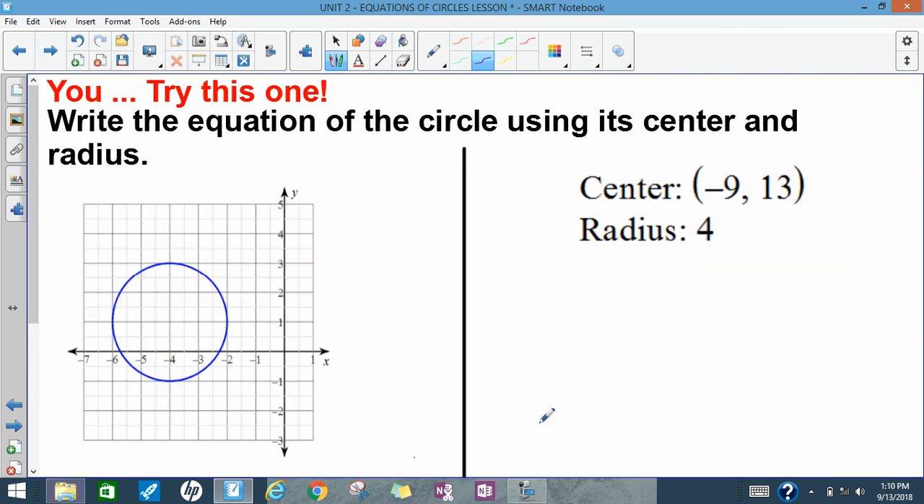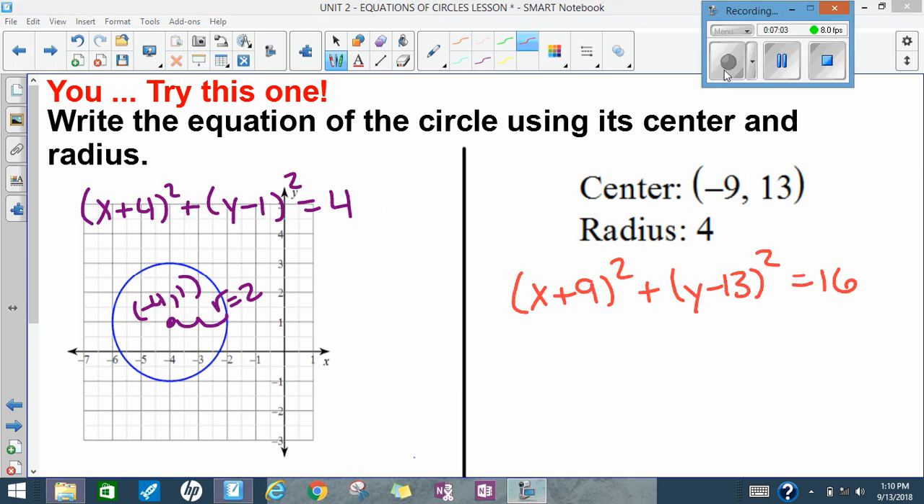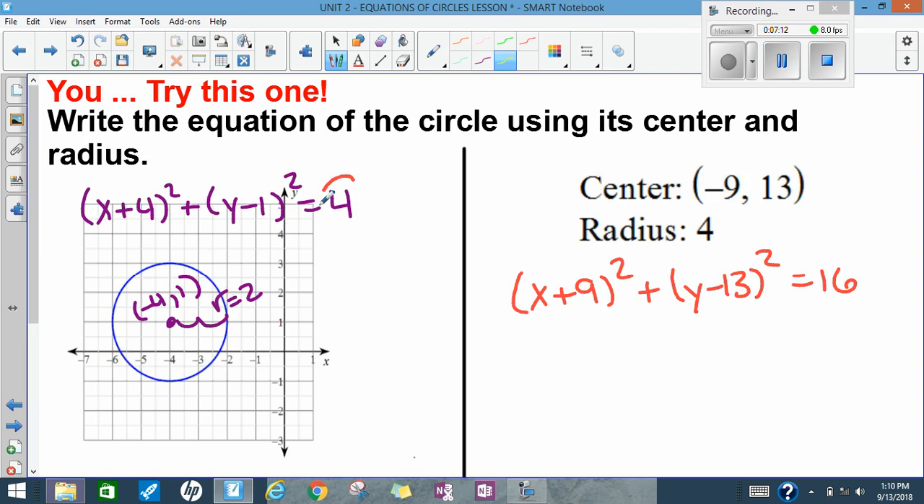So go ahead and pause now, try these two, and then press play for the answers. So here are your answers. I believe this one had the same center as the last one, but you can see the difference is that the radius was different, and so the right side of our equation looks different. In this one, again, it's important to note that when the center coordinate has a negative value, you end up with a plus sign in the equation. When it is positive, it has a minus sign in the equation.